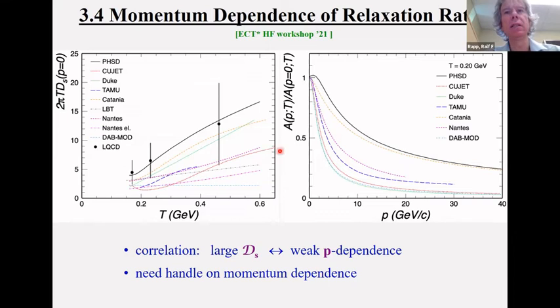But then you look a little closer at the momentum dependence, and you see that precisely the calculations which have a large DS also have a very weak momentum dependence. In other words, the strength does not fall off with momentum very much. Except for the green curve here, which does not fit that scheme, all the other curves follow the same hierarchy: as you go down in the curves here, you basically also go down in the same hierarchy here.